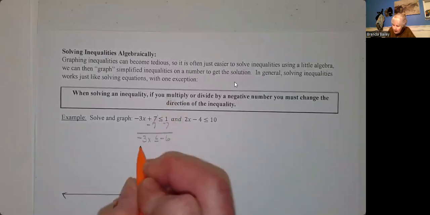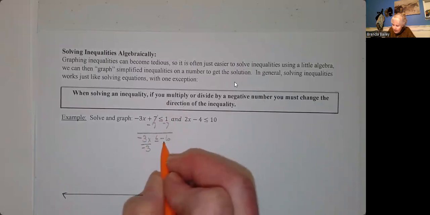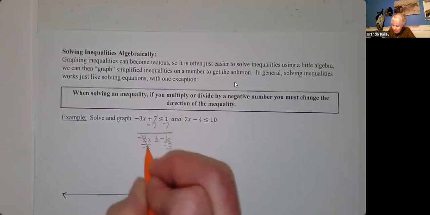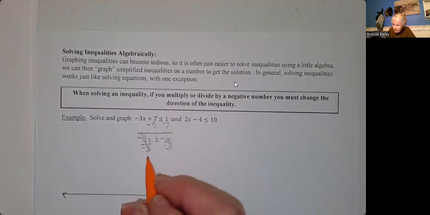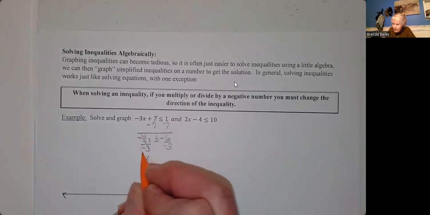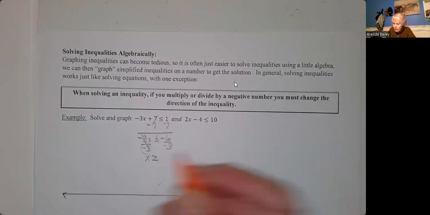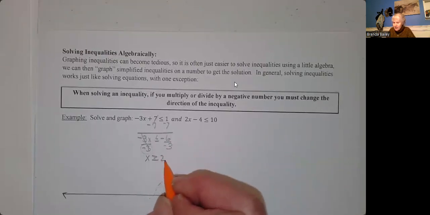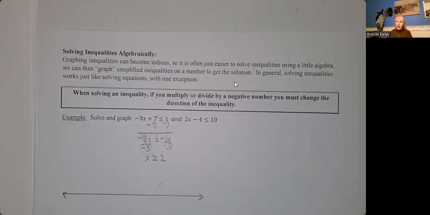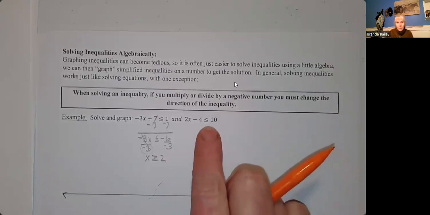So let's look here. Divide by a -3 to get the x by itself. Divide by a -3. So we now have the x, negative over negative is a positive x. But because we're dividing by this negative number, I'm going to flip this, greater than or equal to 2. So, it's just something you have to remember to do. You've got to flip that inequality when you divide by a negative or multiply by a negative, which we'll be doing later on. Let's go ahead and get the x by itself over here.